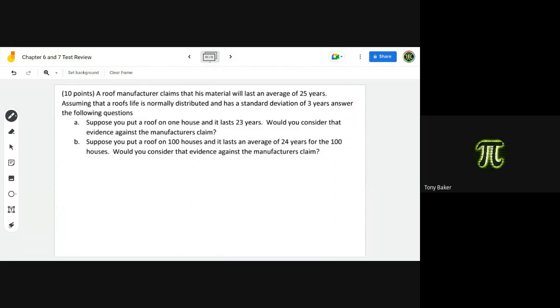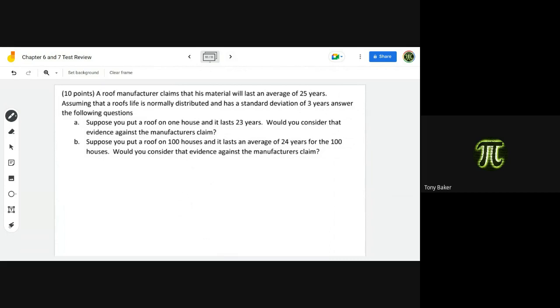A roof manufacturer claims that his material will last an average of 25 years. Assuming that roof life is normally distributed and it has a standard deviation of 3 years, answer the following questions. Suppose you put a roof on one house and it lasts 23 years. Would you consider that evidence against the manufacturer's claim? So is what they're saying wrong?